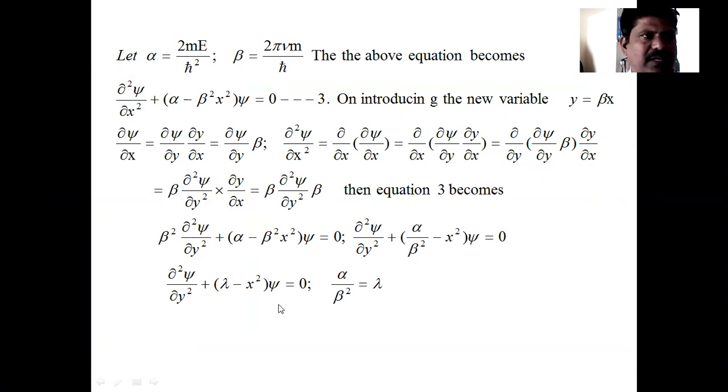Alpha by beta square is equal to lambda. So ∂²ψ/∂y² plus (lambda minus x square) into ψ equals 0. So this is a simple equation for a linear harmonic oscillator. So it is a simple derivation.